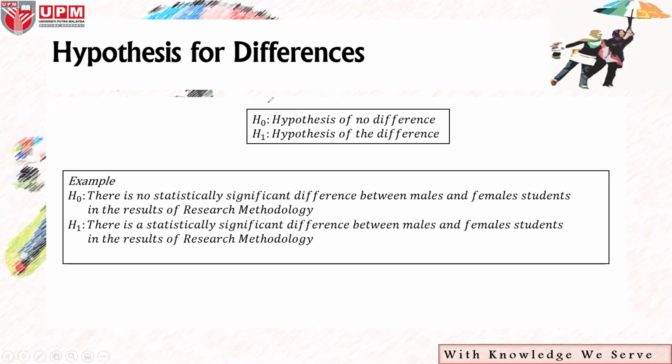Okay, and then this is the general example of hypothesis for differences. The null hypothesis ni will indicate the hypothesis of no difference. Meanwhile, the research hypothesis will indicate the hypothesis of the difference. Example, H0: there is no statistically significant difference between male and female students in the results of research methodology. Okay, then our research hypothesis will be: there is a statistically significant difference between male and female students in the results of research methodology classes or course. So this is the example of hypothesis for the differences.